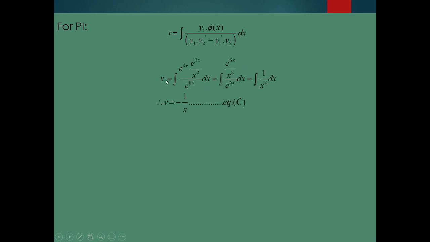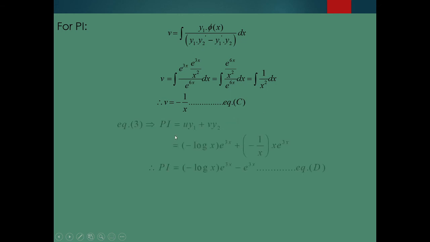Now similarly, we have to find the value of v by using equation number 5. Therefore, we substitute the values in equation 5, and v equal to, here y1, then the right hand side of the equation, then the denominator term. Here e to the power 3x and e to the power 3x, that means the e to the power 6x term, upon x square, upon the denominator term e to the power 6x. These e to the power 6x get cancelled. We get integration 1 by x square dx and its value equal to minus 1 by x, which is the value of v. Use equation number 7.